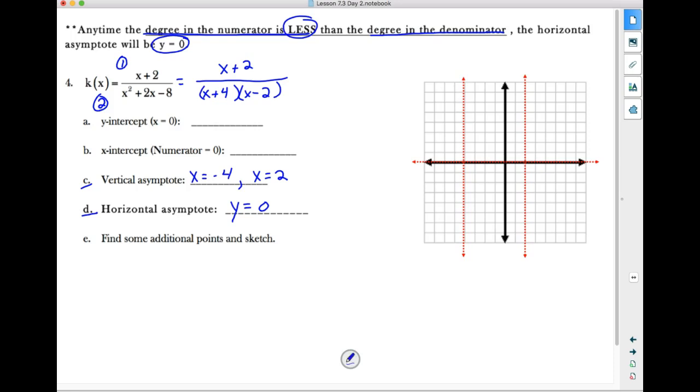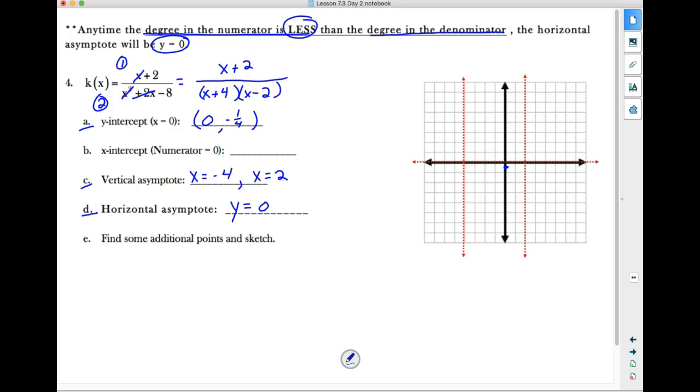From there, I always look at what's easiest. The y-intercept is always 0 comma something, and I always like to go back to the original unfactored problem, because when I plug 0 in, I'm like, you're gone, you're gone, you're gone. And I end up with 2 over negative 8. Well, that's negative 1/4. So I can plot that. I can see it's just a hint underneath the x-axis, somewhere right down in here.